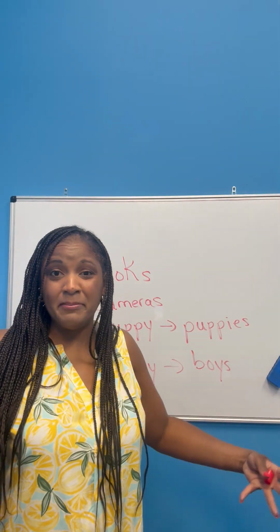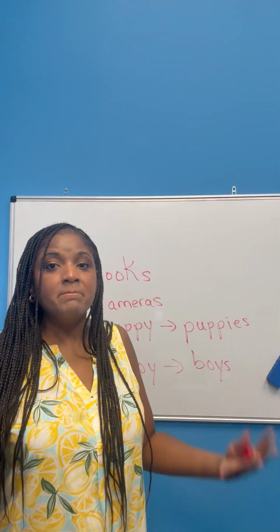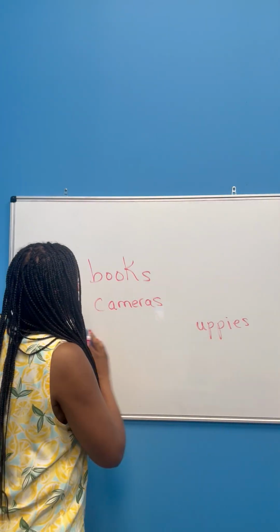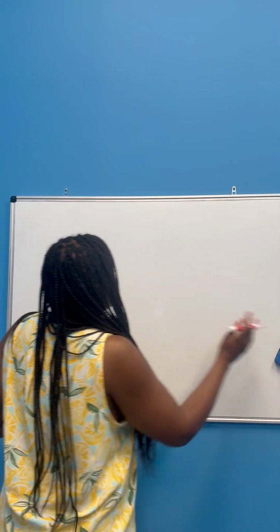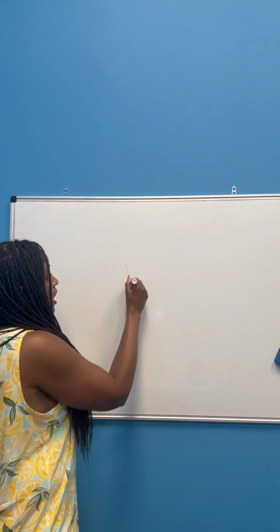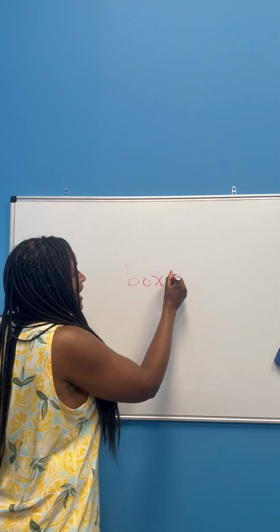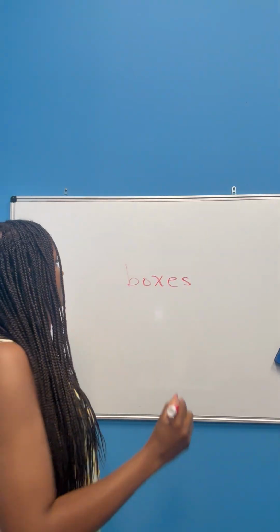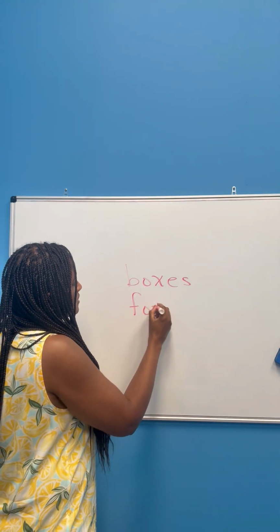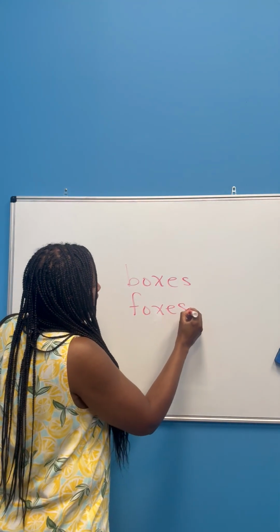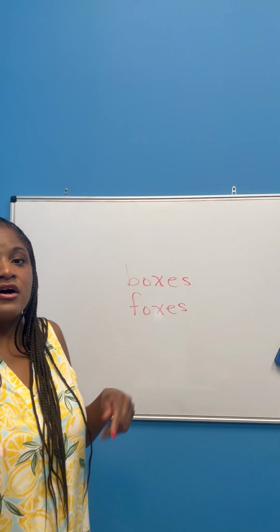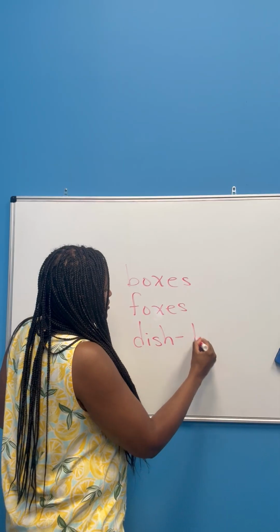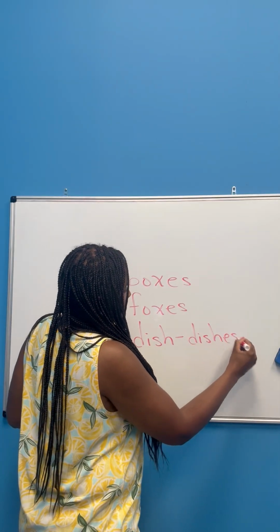So think of words like baby, babies, which is spelled B-A-B-I-E-S. All right, we also have other words that follow a pattern, such as box. We just add an ES in this case. So when it ends in an X, we add an ES. Fox, foxes. And there are SH words that follow this pattern, such as dish, becoming dishes.